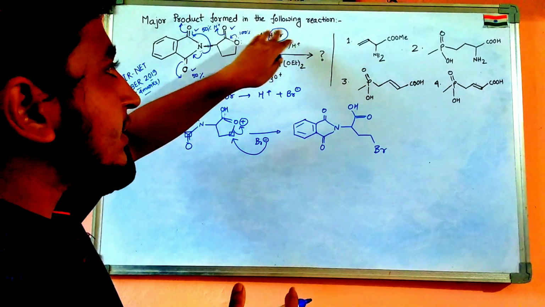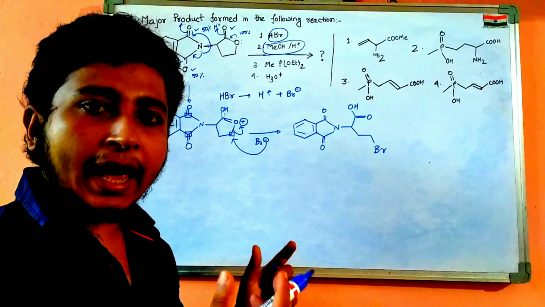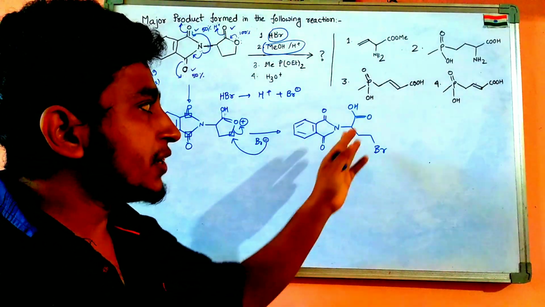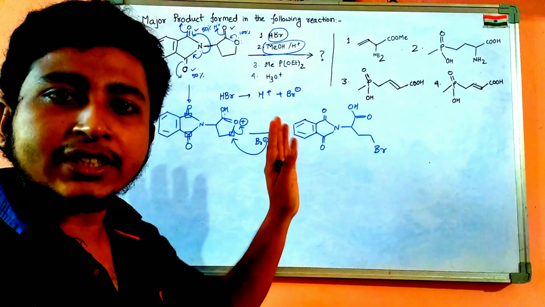Now the second reagent is given. This is methanol and H plus, and we know that when an alcohol and H plus are treated with this oic acid, it will form the ester, right? So this is an esterification reaction.